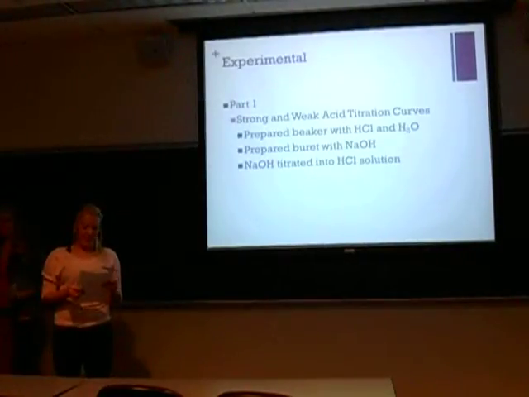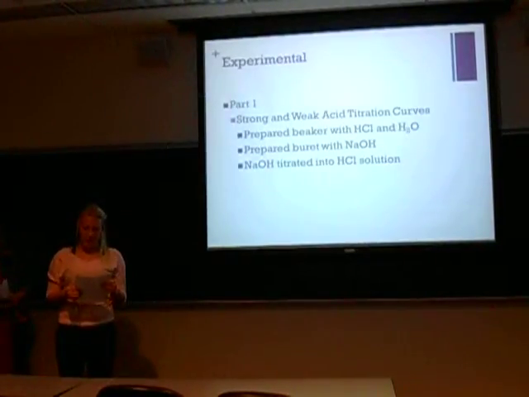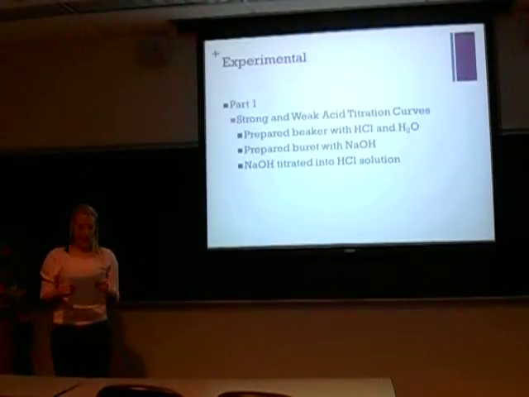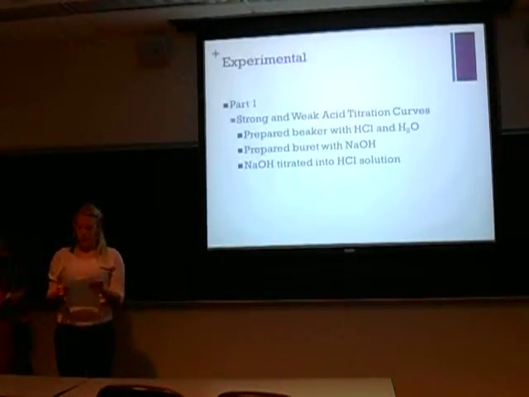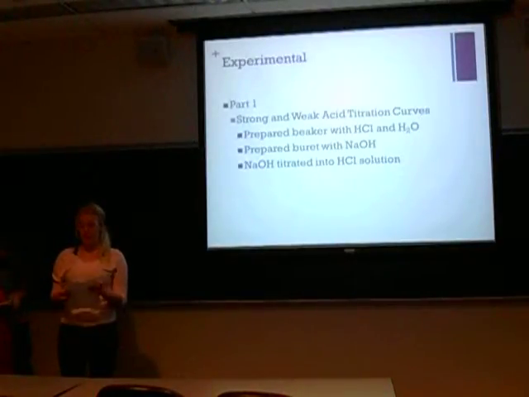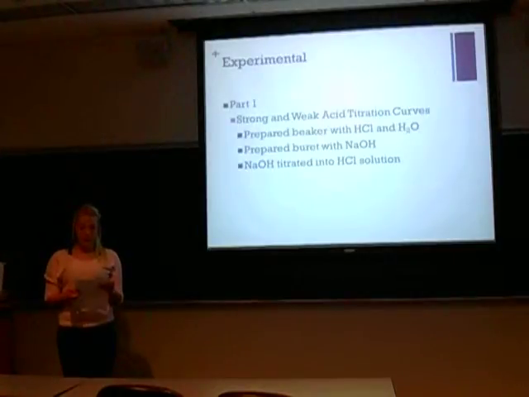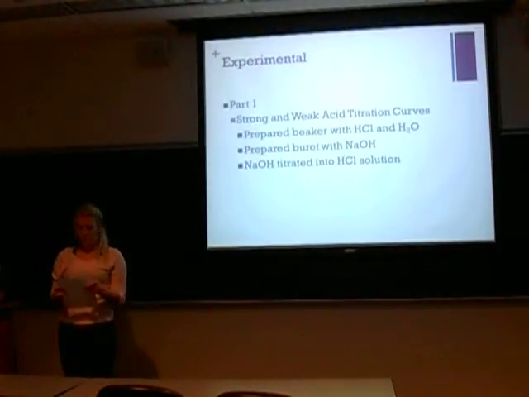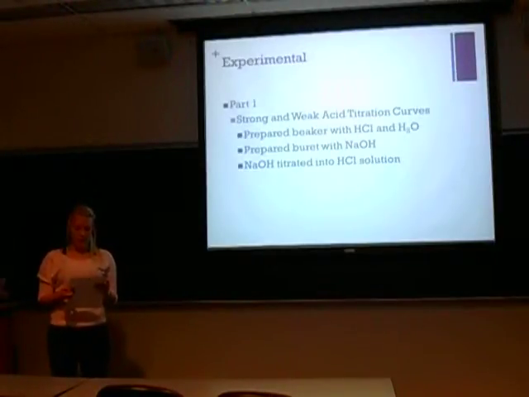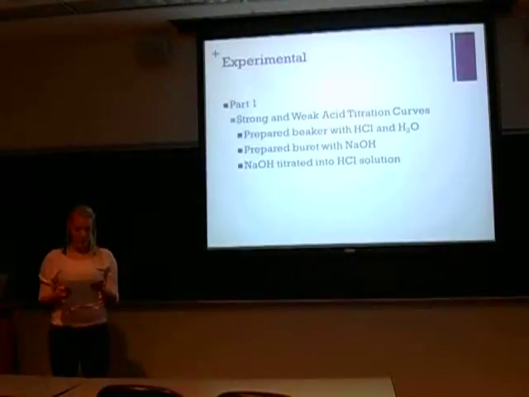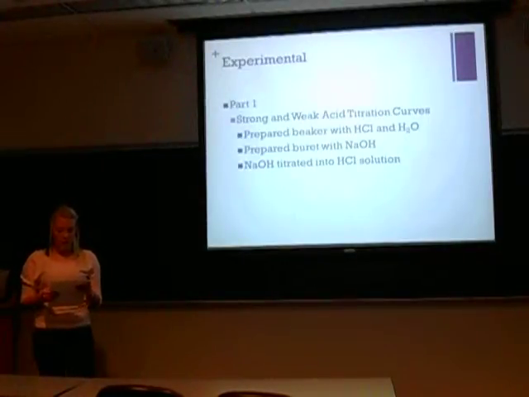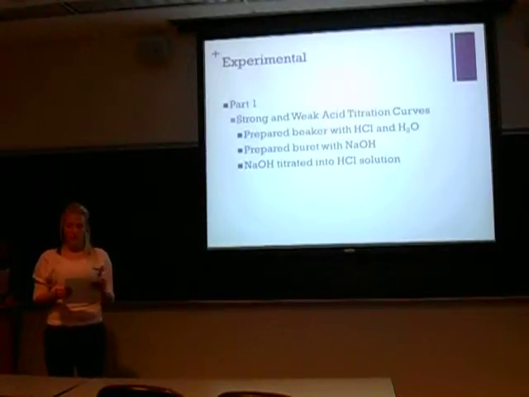Working with a partner, we obtained a solid weak acid and hydrochloric acid, and set up the apparatus according to the figure in the lab manual. To begin part 1, hydrochloric acid was pipetted into a small beaker. Deionized water was added so the pH electrode was covered entirely. The pH and concentration of the solution were recorded. The burette was prepared with sodium hydroxide. The sodium hydroxide concentration was recorded as well.